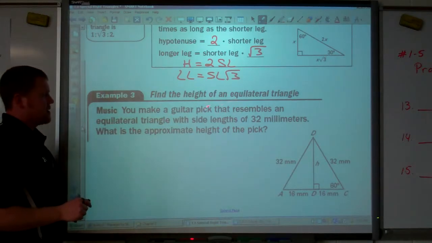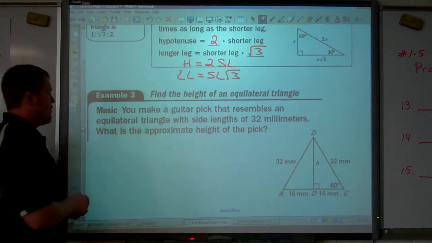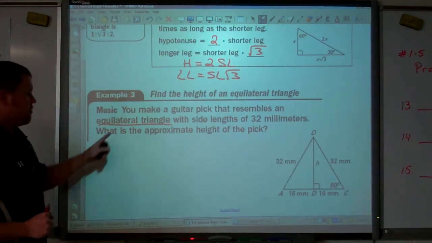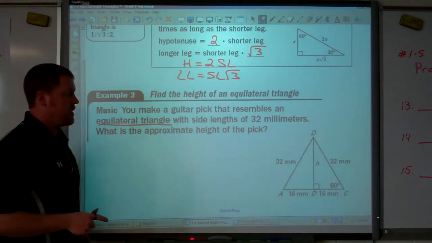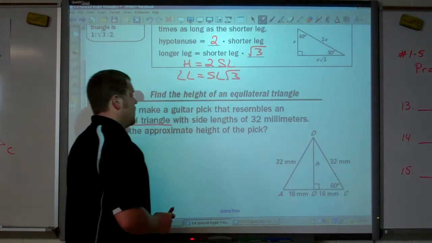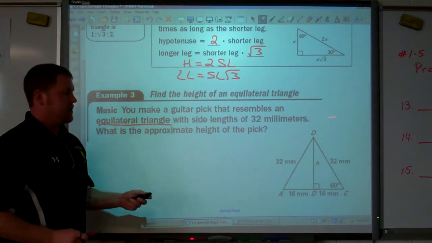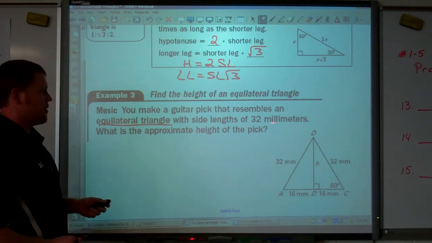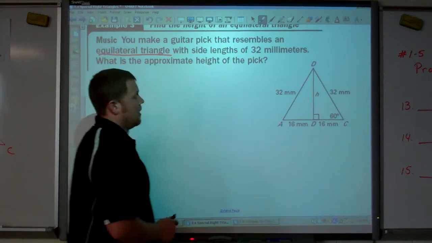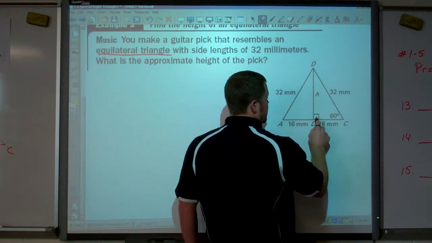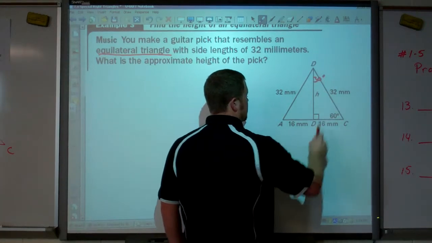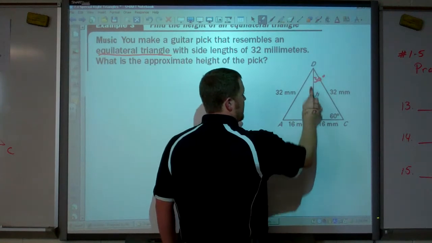Alright, a guitar pick resembles an equilateral triangle. So right away, it's equilateral. We also know it is equiangular, which means all the angles are 60 degrees. And it has side lengths of 32 millimeters. What is the approximate height of the pick? Alright, so that's 60, that's 90, because we dropped that altitude down, so this angle here has to be 30 degrees.